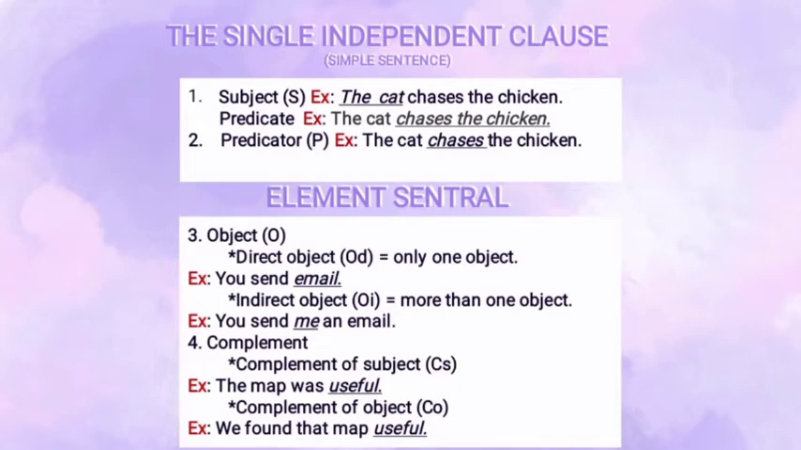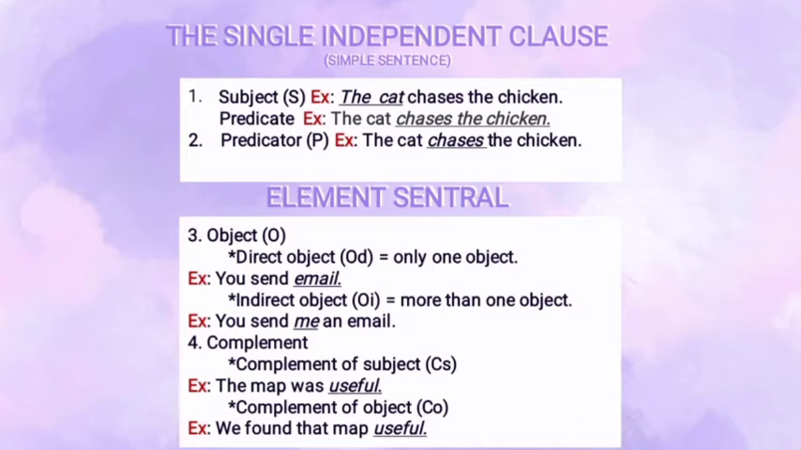The third is object. There are 2 kinds of object, direct object and indirect object. Direct object, only one object. For example, you send email. Email is direct object. Indirect object, more than one object. For example, you sent me an email. Me is indirect object.